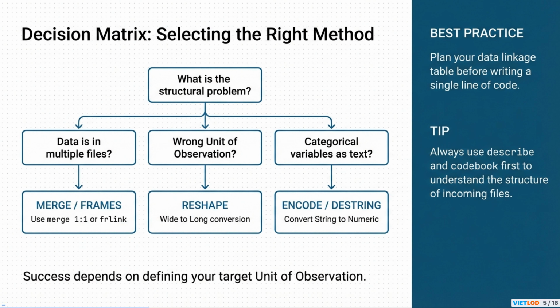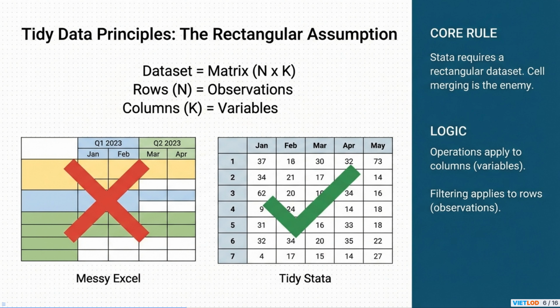A best practice is to always plan your data linkage table before writing a single line of code. This foresight can save a lot of time and prevent errors. As a tip, always use describe and codebook first to understand the structure of your incoming files. This initial inspection is crucial for identifying potential problems early. Ultimately, success in all these transformations hinges on clearly defining your target unit of observation before you begin. This is the fundamental entity your analysis is about, such as a person, a firm, or a country-year.